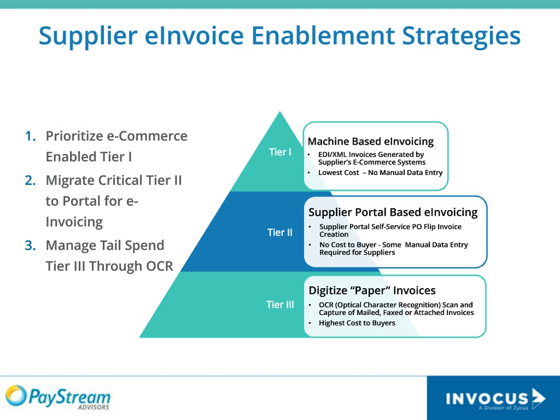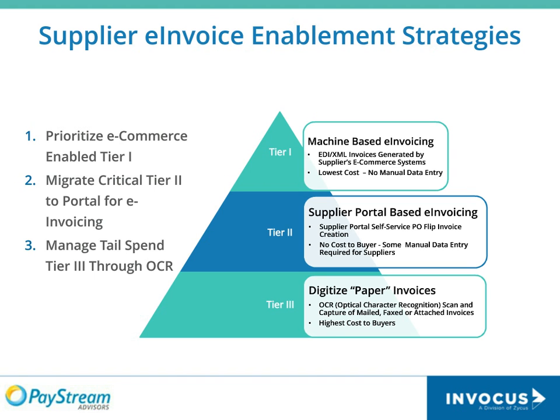Some manual data entry could be required depending on the way in which they interface, but it's going to drive much greater efficiency than the traditional paper-based processes, which are typical at the lowest tier. So Tier 3 should really be, over time, those smaller vendors with smaller transaction volumes that represent the tail spend.